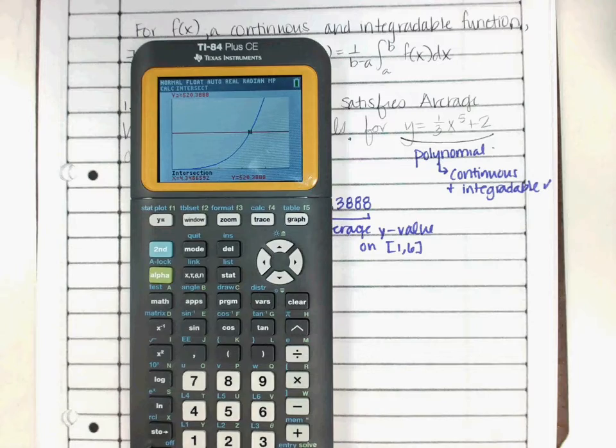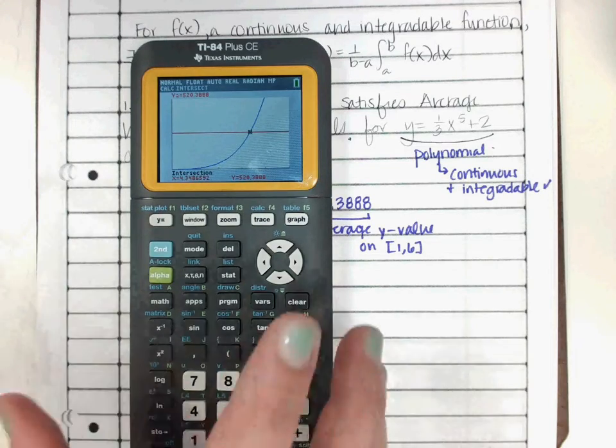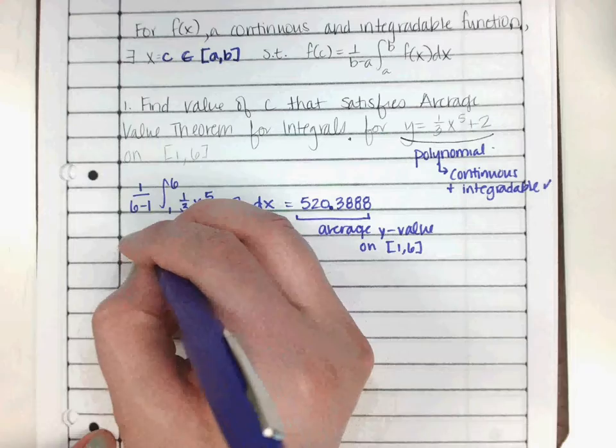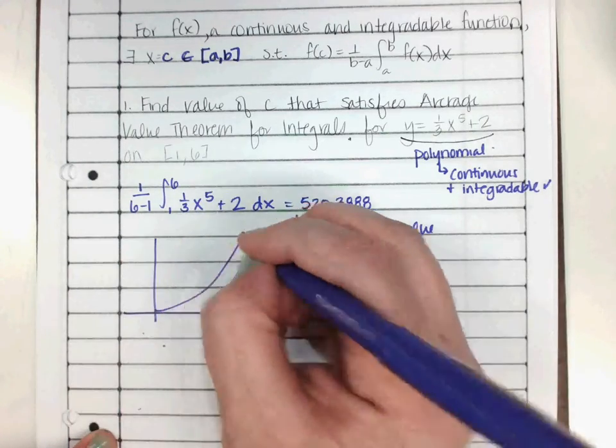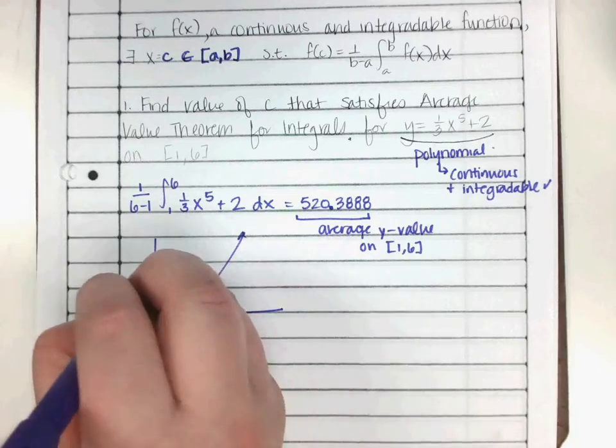Okay, now we're going to sketch that in your notes so that you have a picture of it. Okay? So right here, our function looks like that. Our average value was here.